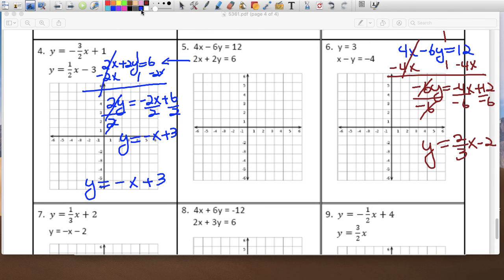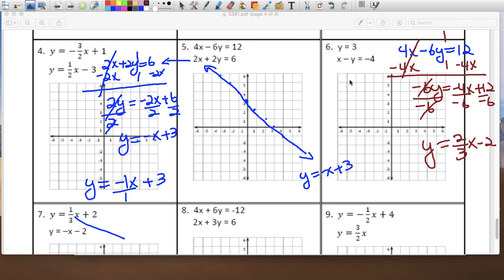So let's take a look at the blue one. The blue one has a negative slope, so therefore it's going to go down, but going through positive 3 on the y-axis. So it's going to pass through there, 1, 2, 3. And this is a slope that goes down, so it's 1 down, 1 over, 1 down, 1 over, and so forth. That's what the line looks like. So this is y equals negative x plus 3.